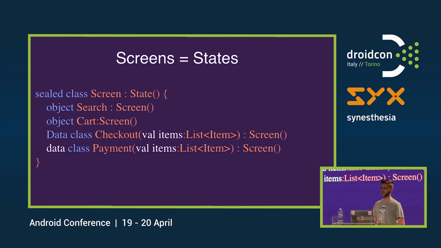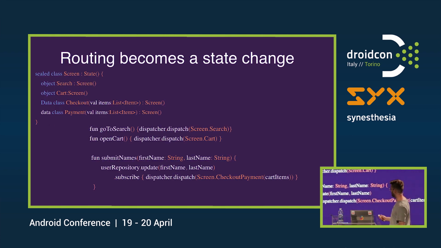They're either going to be objects with no inputs, or they'll be data classes that'll have any of the inputs or any of the preconditions that are needed for that screen. And routing will become nothing more than a state change. We can go to search by just dispatching a screen state. We can go to cart by dispatching a cart state. If we ever submit names, and when we do that, we need to go to checkout payments, again, we're just dispatching the screen that we need to go to. Forward, this works really well.